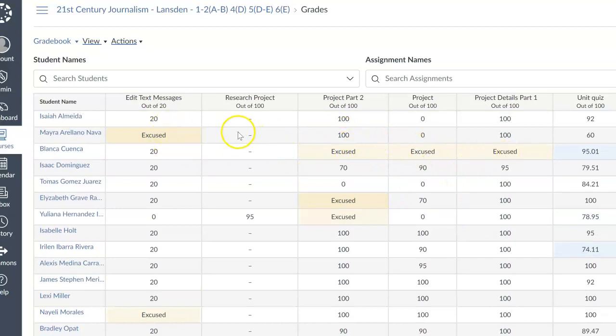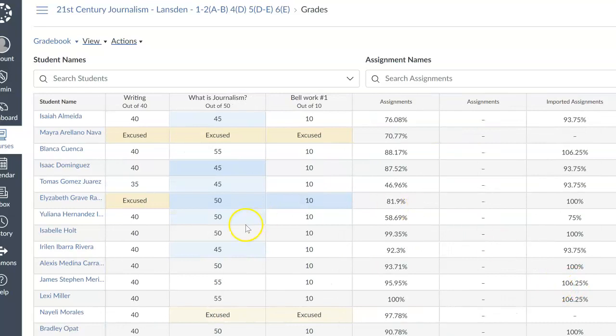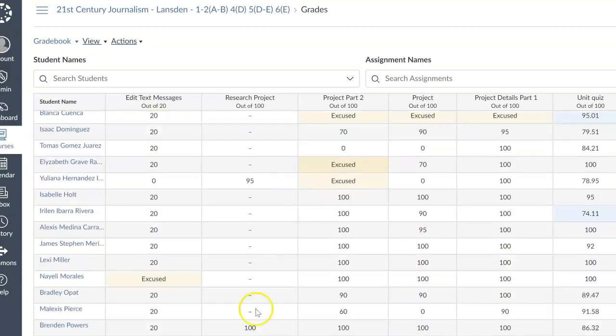What's nice about this also with Canvas is that if students have problems, for example, one of my students in my class has a child at home who's been super sick, so I have been nice enough to excuse. I've been kind to her to excuse assignments. So anyway, just a brief run through of one of the technologies that we use, which is Canvas, our learning management system.